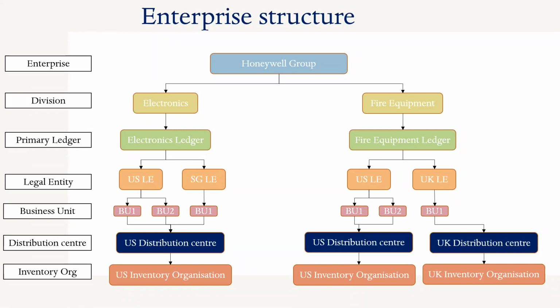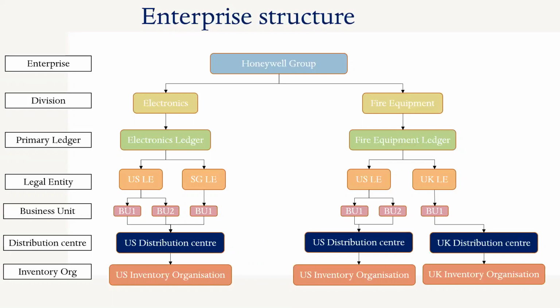And we have division. Division is nothing but the line of business. Here I have taken Honeywell as a case for understanding, where Honeywell is involved in multiple businesses, and I have taken only electronics and fire equipment. The line of business we call a division. Then the primary ledger. I have taken only one ledger for understanding purposes, where electronics will have one ledger and fire equipment will have one ledger.